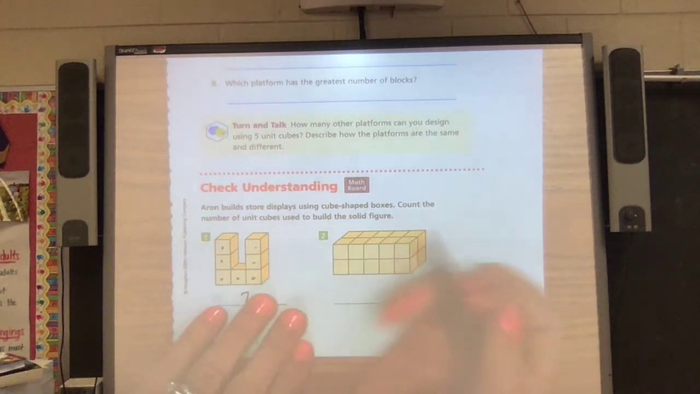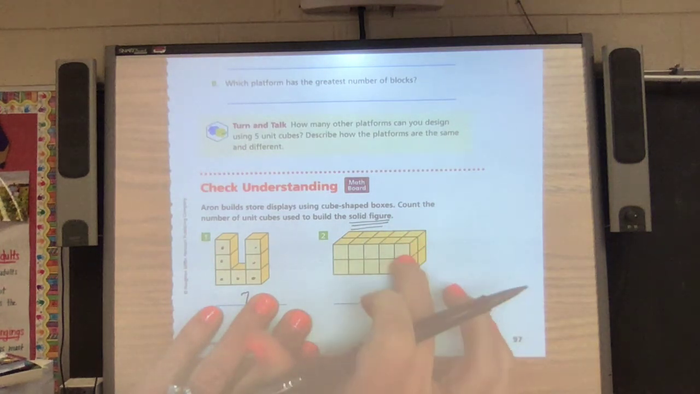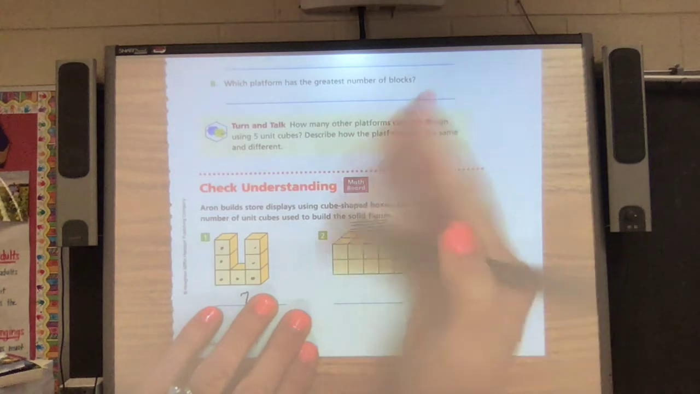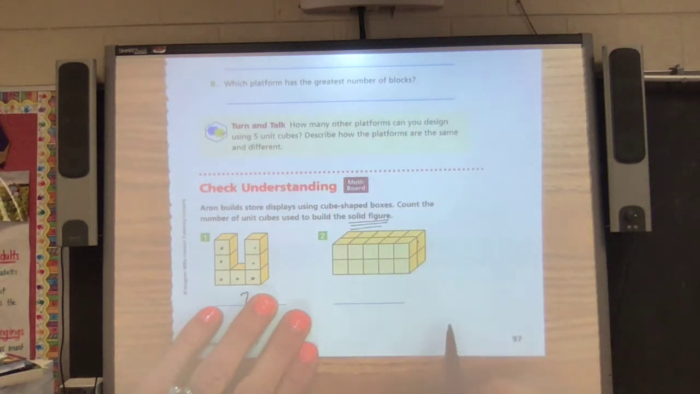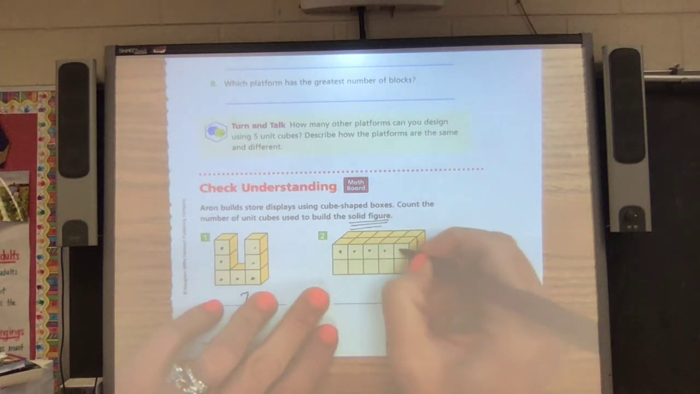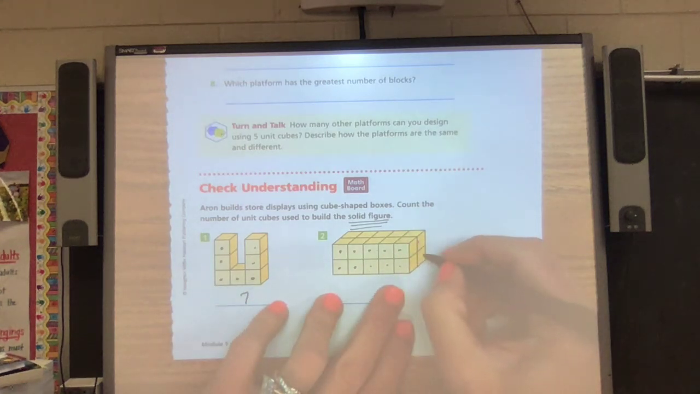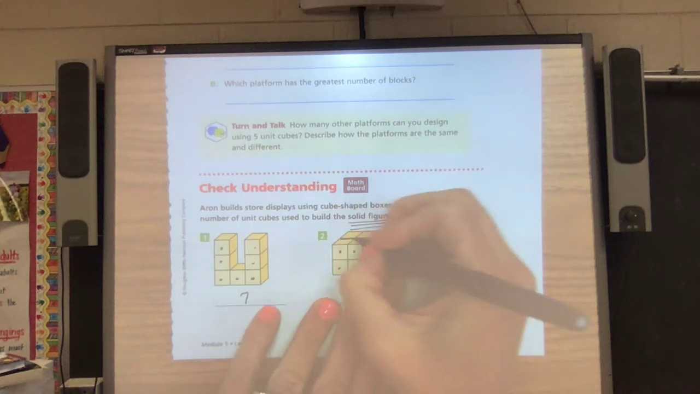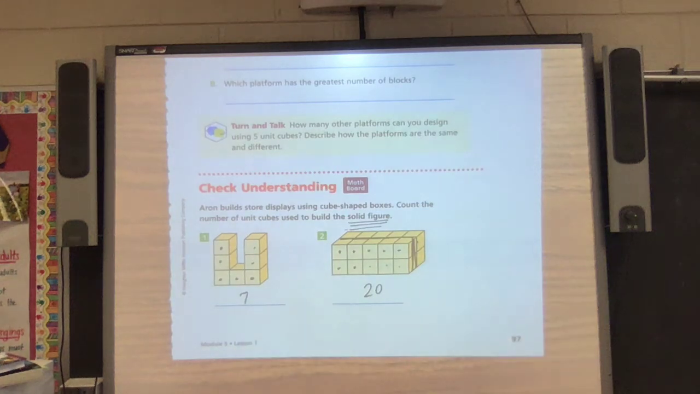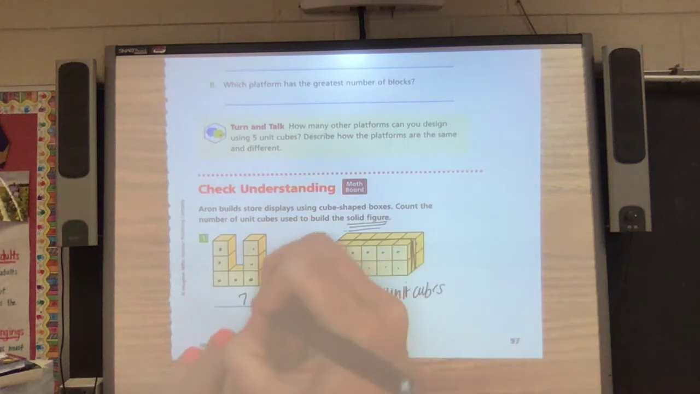Now remember, this told me that this is a solid figure, which is very important because that means even though I'm not seeing this back side, I know that it's filled in because it told me it was solid. So I know I've got 1, 2, 3, 4, 5, 6, 7, 8, 9, 10 on the front. And I've got 2 rows of that. So if I have 10 on the front, then I know I've got 10 on the back. So that would be 20 unit cubes.